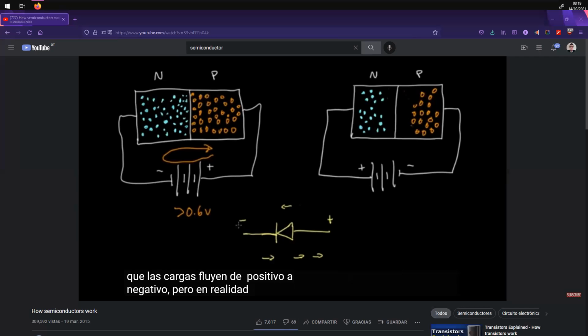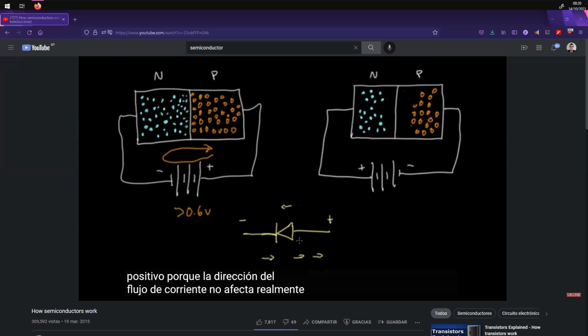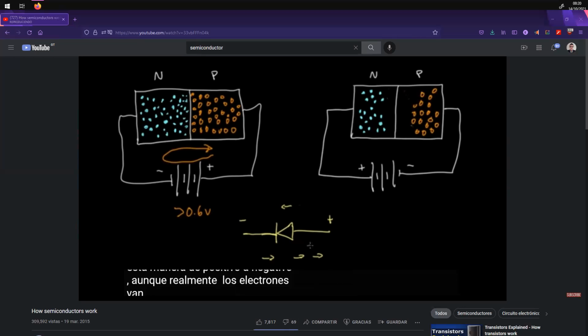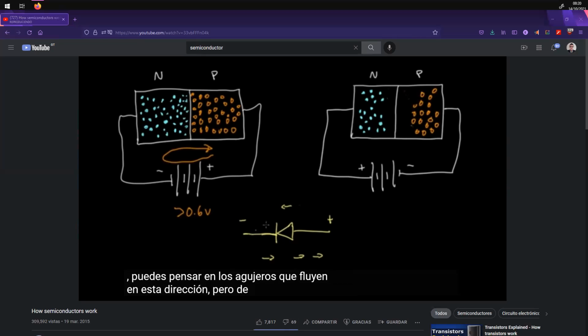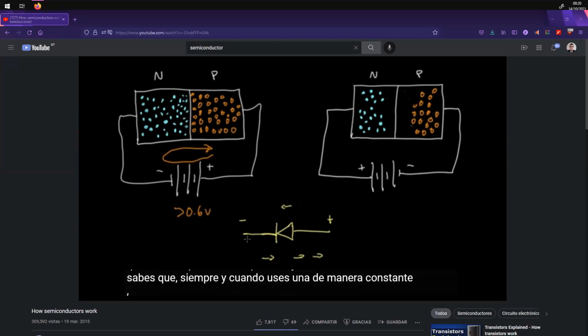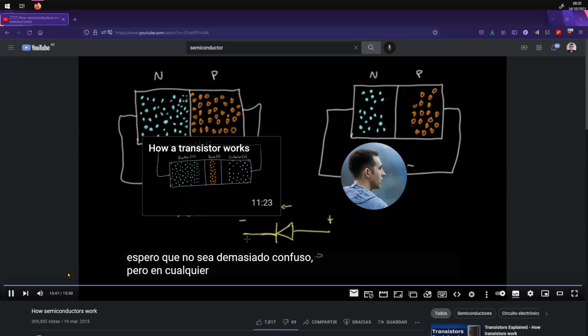But it actually turns out that it doesn't really make a difference which way the current is really flowing, as long as we use one convention consistently and stick to it, whether it's positive to negative or negative to positive, because the direction of current flow doesn't really affect what the current does. So a lot of engineers prefer to think of current flowing this way, from positive to negative, even though really the electrons are going from negative to positive. If it helps, you can think of the holes flowing in this direction. There are two conventions that are completely opposite, and as long as you're consistently using one, it doesn't really matter. But hopefully that's not too confusing. In any event, this is how diodes work.